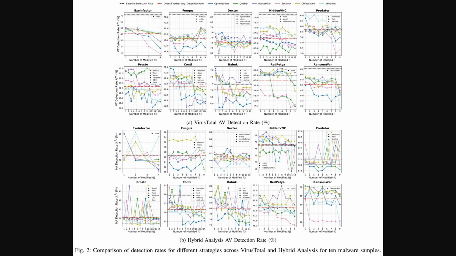Moving to the results, these plots show just how effective this framework can be. We're looking at detection rates for 10 different malware samples, tested against 2 major analysis platforms. The top set of charts is for VirusTotal, a service that scans files with dozens of antivirus engines. The bottom set is for Hybrid Analysis, a similar tool. In each plot, the goal is to get the lines to go down, meaning fewer engines detect the malware. And you can see for many samples, like Xinfector and ransomware, the detection rates drop significantly.